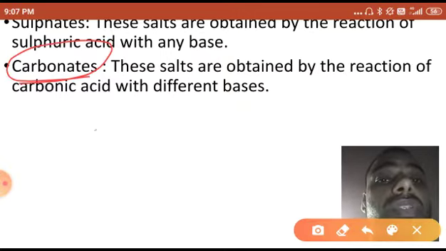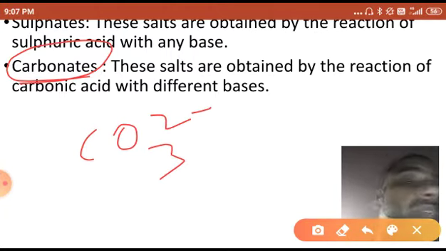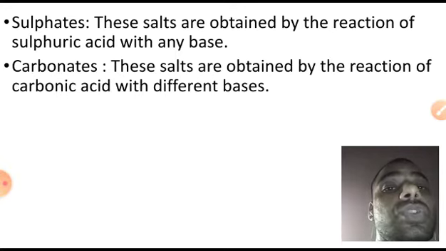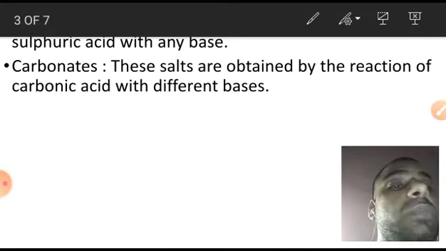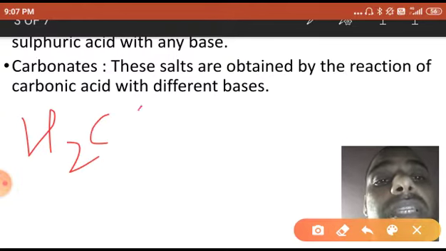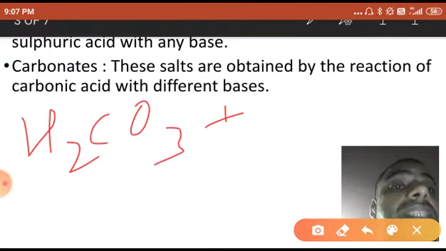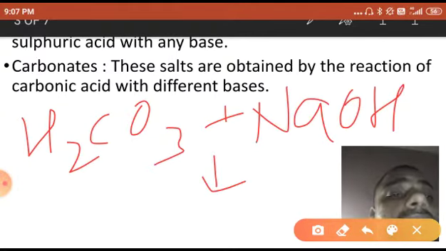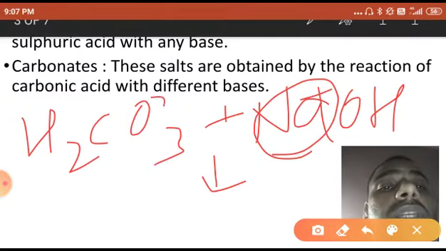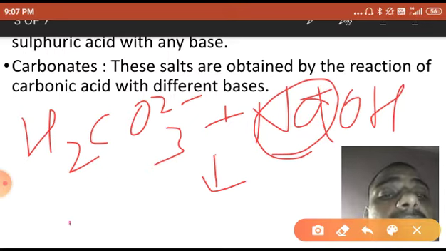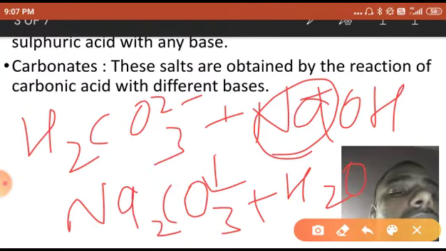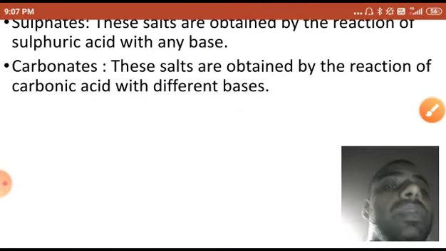Carbonate means CO3 2 negative; you have to form a carbonate salt, okay? How will you form it? Look at the second one, the carbonate family of salts. These salts are obtained by the reaction of carbonic acid. So first of all, I will write carbonic acid, H2CO3, plus different bases. I am writing only the first one, NaOH. How can it form? Na has 1 positive, CO3 has 2 negative, so by exchange of ions, what will it form? Na2CO3 plus H2O, understood? So that is a carbonate salt, okay dear student.